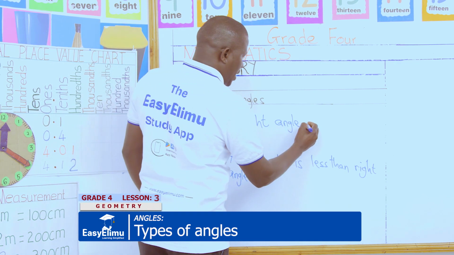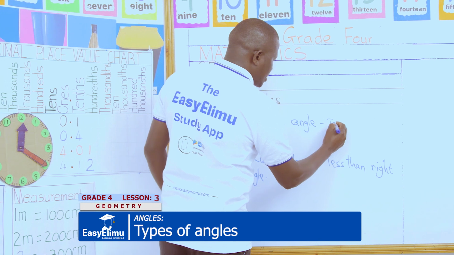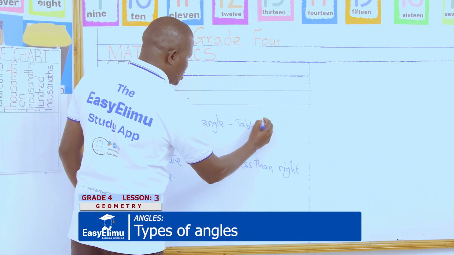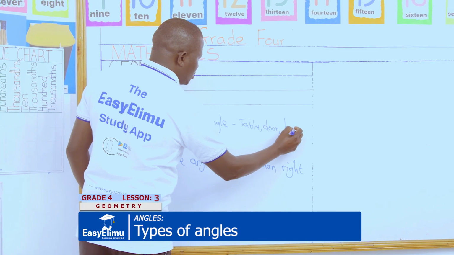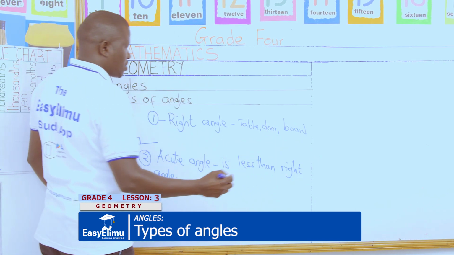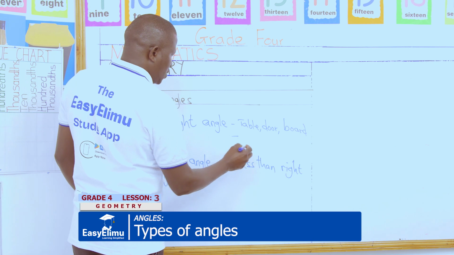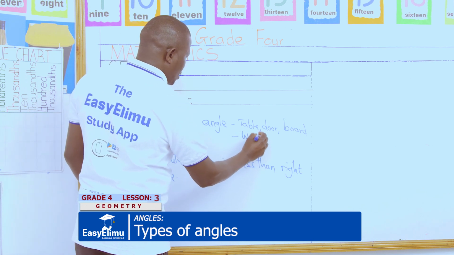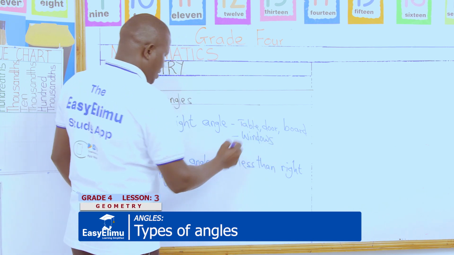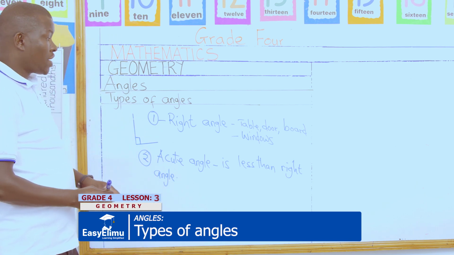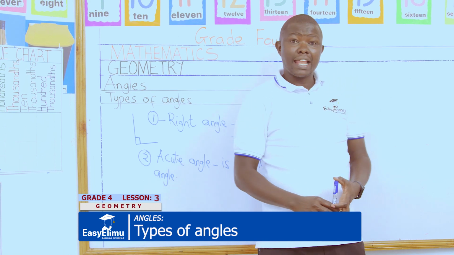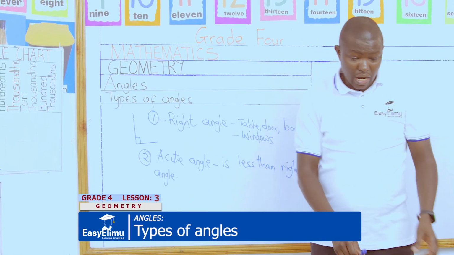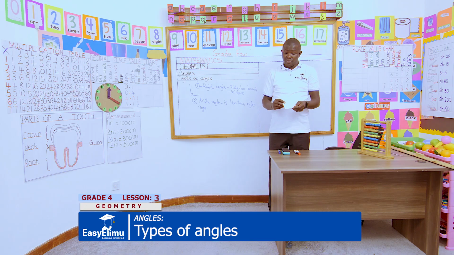Remember, in our right angle, we identified the table as this type of angle, the doors, the board, and also the windows, among others. Now, acute angle is an angle less than right angle. So long as the angle does not fit this one, we call it acute angle.